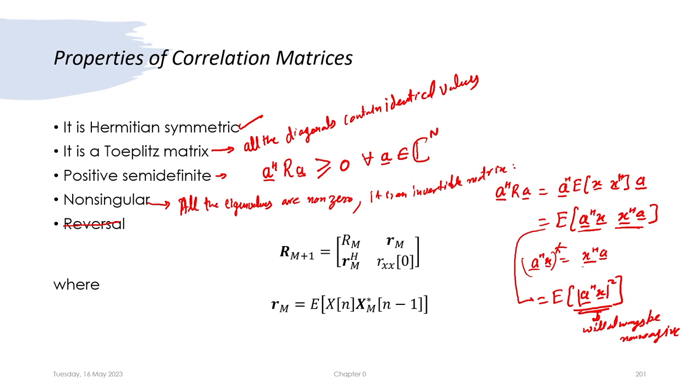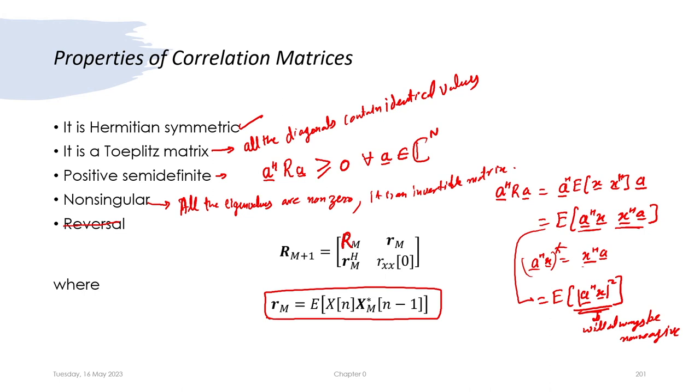And finally, if we try to extend this, so we have Rm and we have this vector that is defined like this, then we can define the covariance matrix for the length m plus 1 vector. We have defined the covariance matrix for the length m vector as Rm. So this should be boldface actually. So in terms of this correlation vector defined like this, we define the covariance matrix of the length m plus 1 vector like this. So you take Rm, you append this row vector below it and append the column vector next to it and end it with Rxx0. This will be the covariance matrix for length m plus 1, and this is a recursive way to construct correlation matrices of random processes.